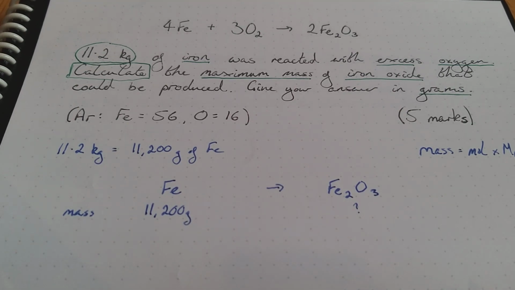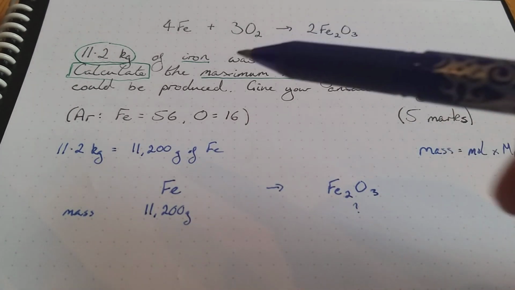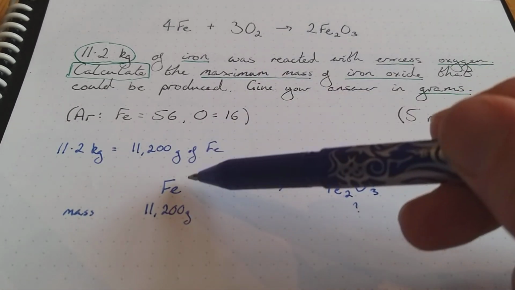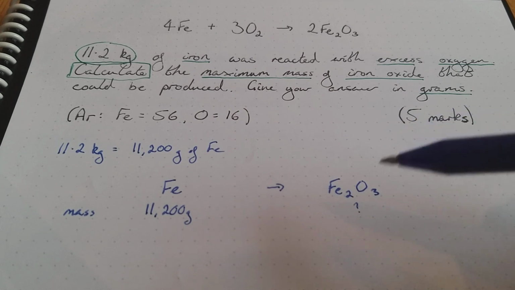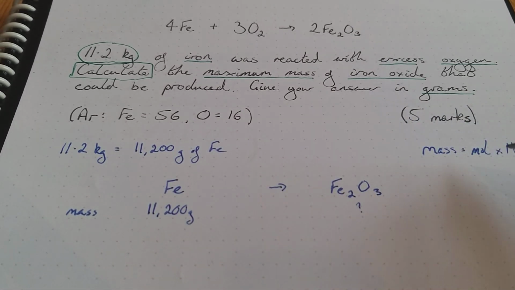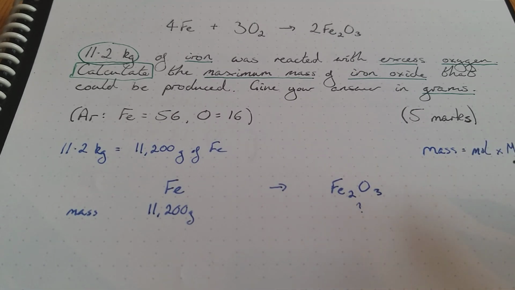What else do we need to know? Well, in order to go from iron to iron oxide, we need to know how many moles of iron we have, and then that will help us work out the number of moles of iron oxide, and then we can work out the mass of iron oxide.